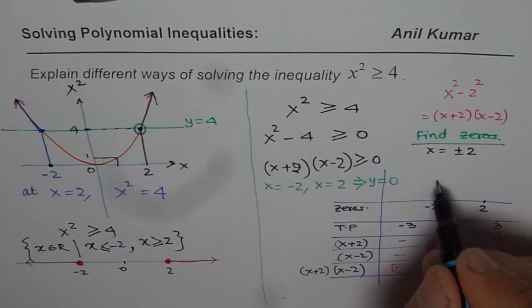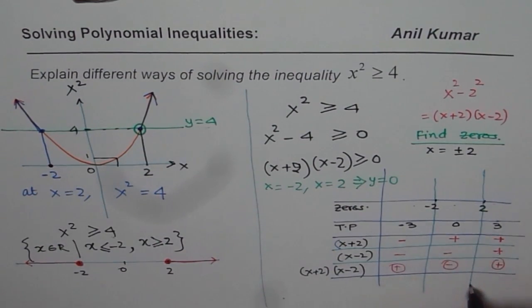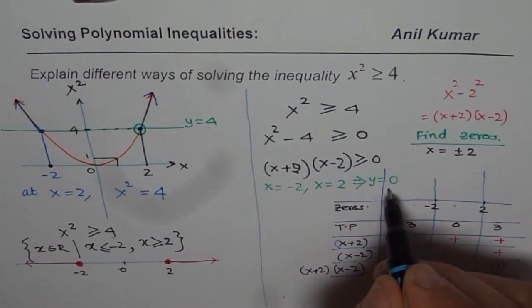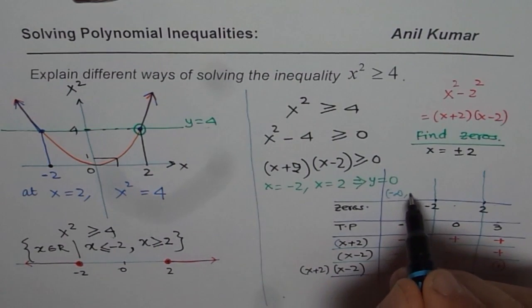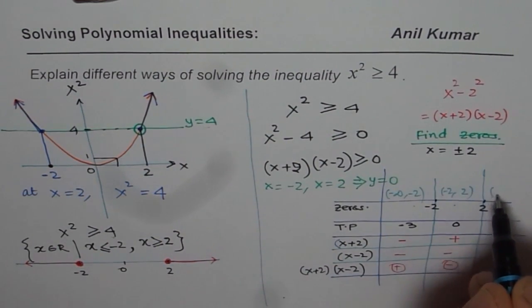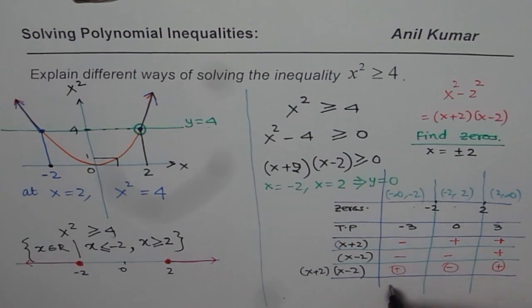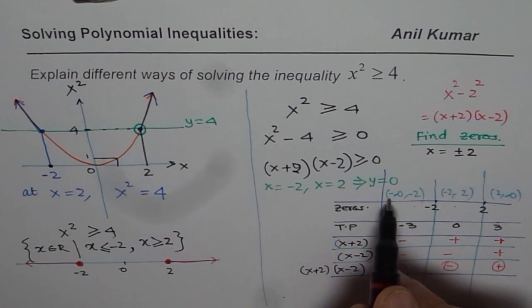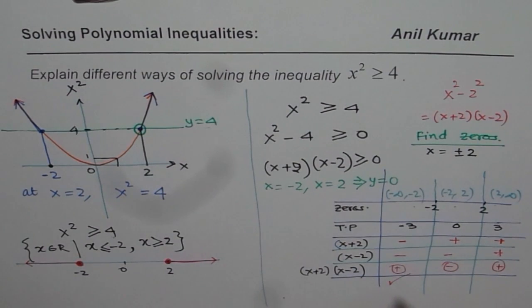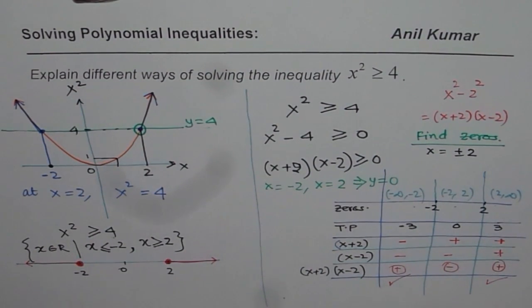If you see, these are our zeros, which divided the whole interval into three portions. This portion was from minus infinity to minus 2. This is from minus 2 to plus 2. And then we had from 2 to infinity. Now when we analyzed, we found that the intervals which give us a positive result are the one from minus infinity to minus 2 and the one beyond 2. So that becomes part of the solution.